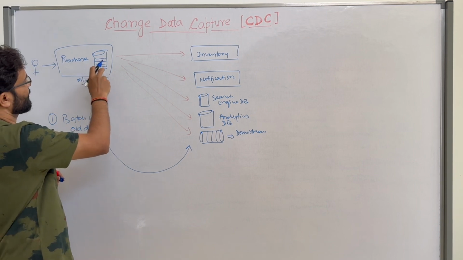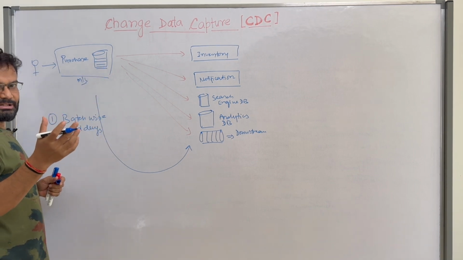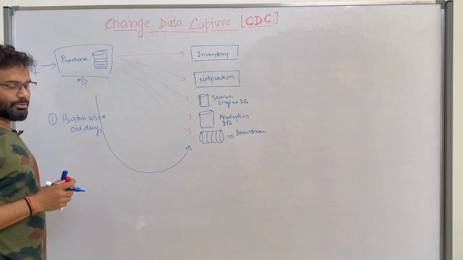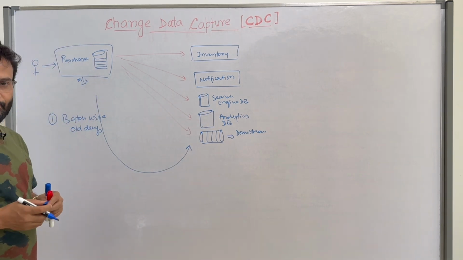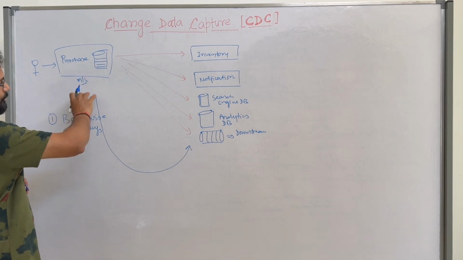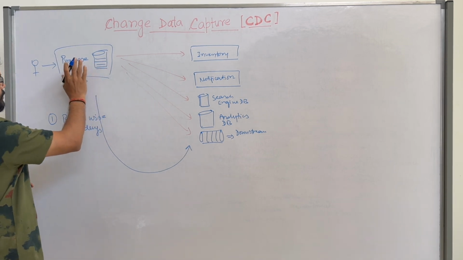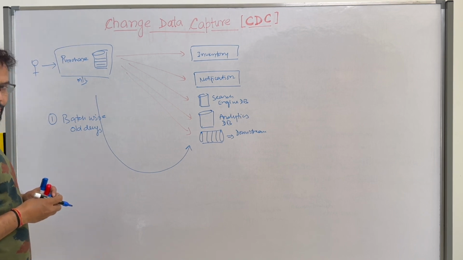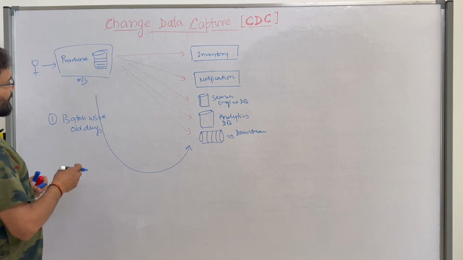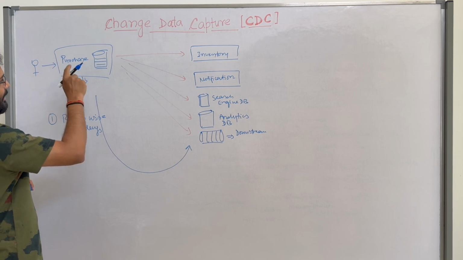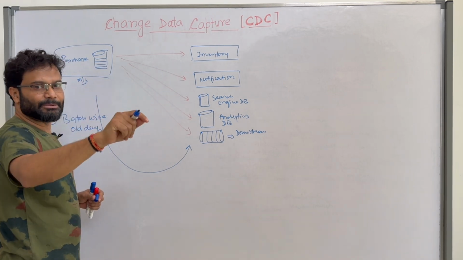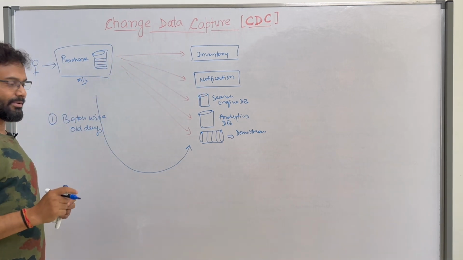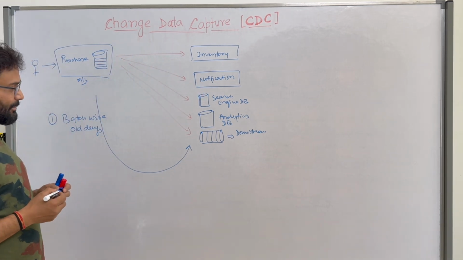When syncing data from one database to another database, it will be done batch-wise, and when you start moving the data, at that time you should stop all the transactions into the database. That will not work here, because if you want to update the inventory, you have to update it immediately. If you want to send a notification, you have to send it immediately. So these systems might not work.